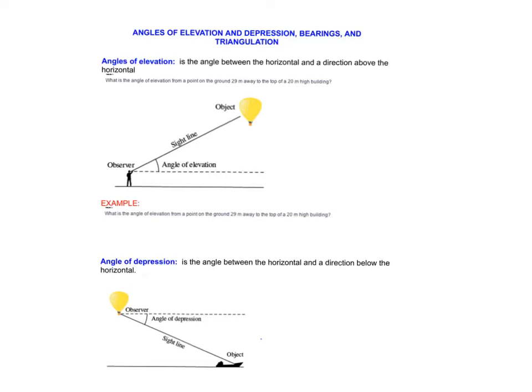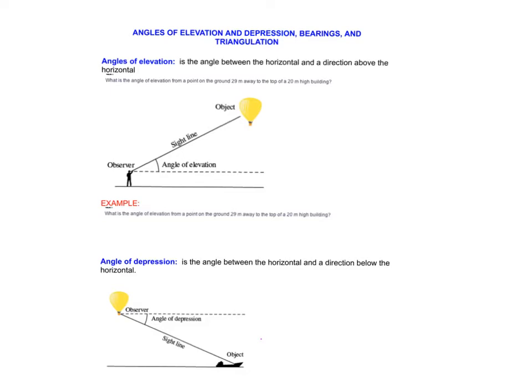So today we're going to go over angles of elevation and depression, and we will be using bearings as well. And this is all to do a bit of our application questions. So we're still looking at SOHCAHTOA mainly in solving them.